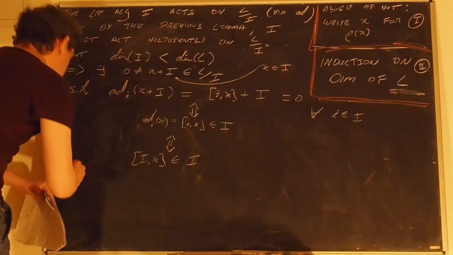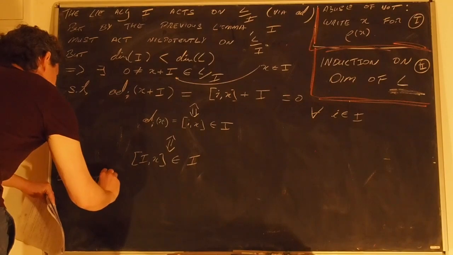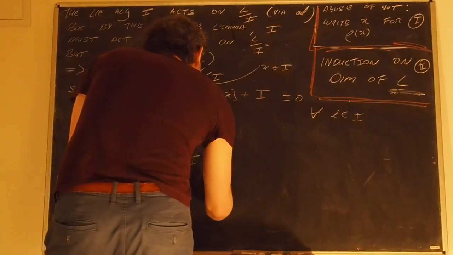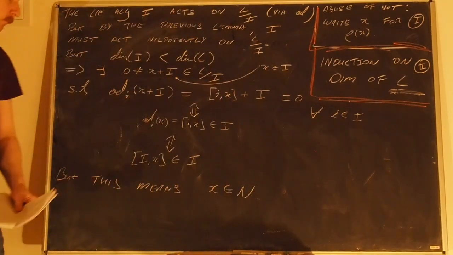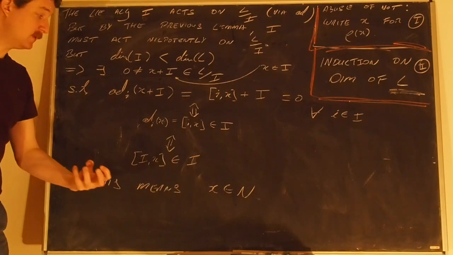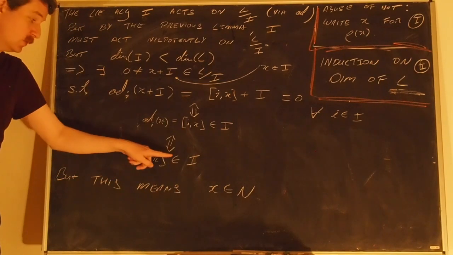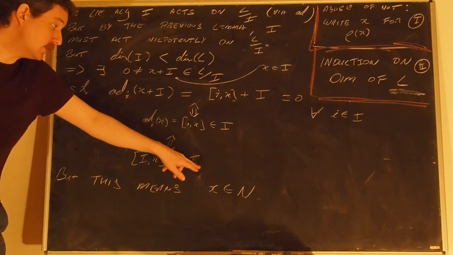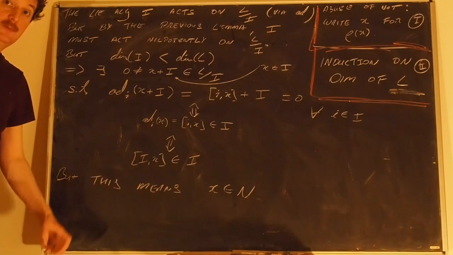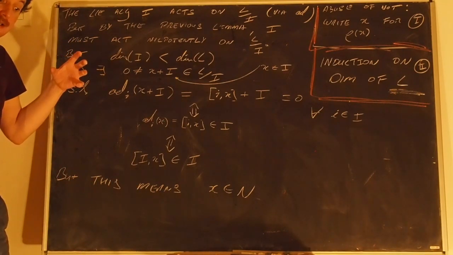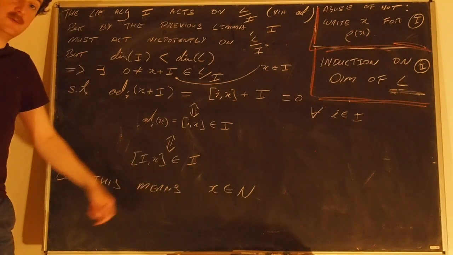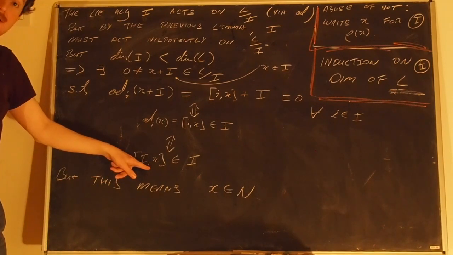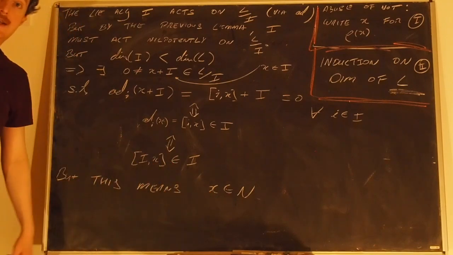But what does this mean? Remember what N was? N was those elements such that for every element of I, when we took the Lie bracket product, well, the commutator in this case because we're living inside the general linear group, it landed back inside I. It was going to be the largest Lie subalgebra of which I was an ideal. But this is precisely the condition for this to happen. So that means that x is in N.